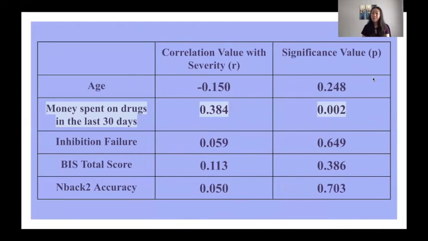And now for some correlations. So as you can see, I have 5 of my variables correlated against severity on my screen. I've highlighted my only significant correlation, which is money spent on drugs in the past 30 days with severity.